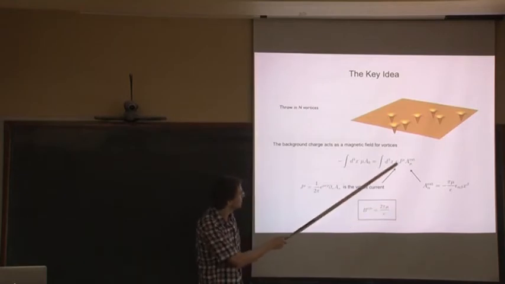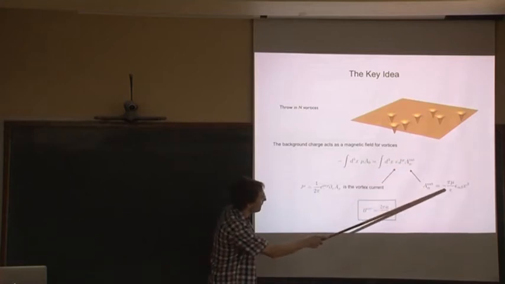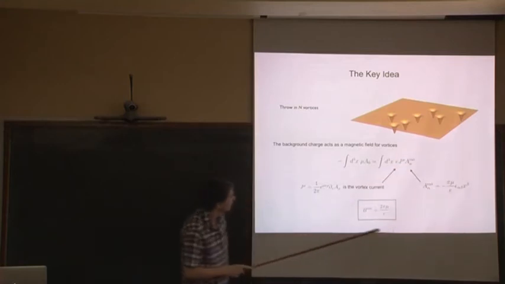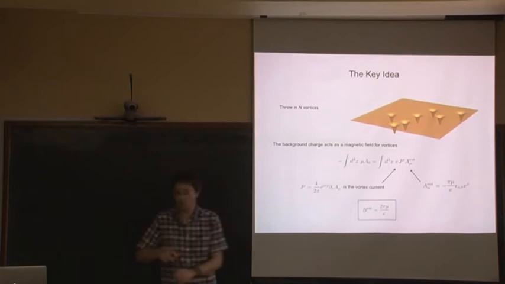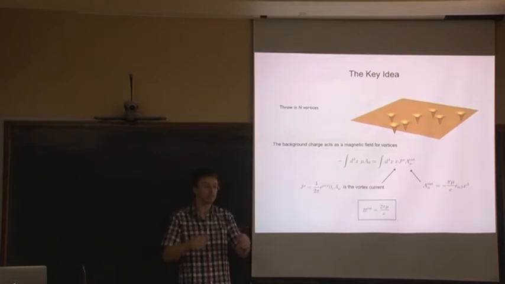Okay? So it looks as if the current associated with vortices is coupled to a background magnetic field. The background magnetic field is what you would read off from here. So as these vortices move, they're moving as if they sit in a background magnetic field.